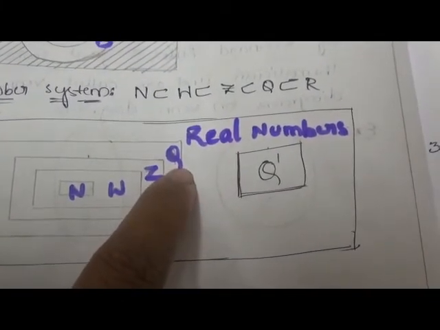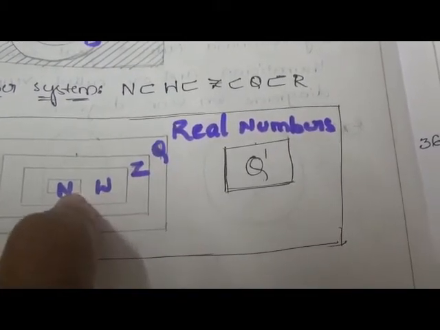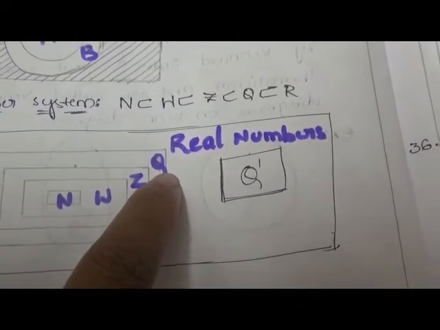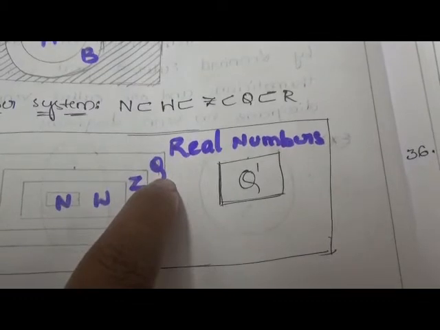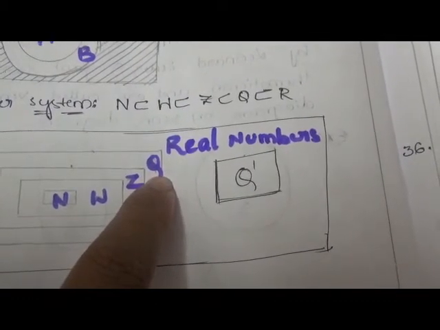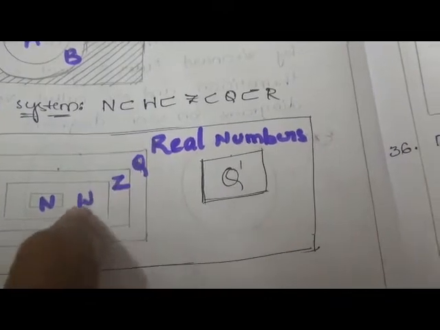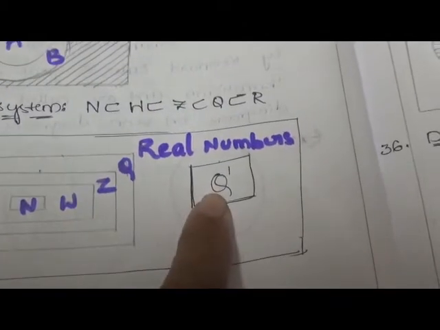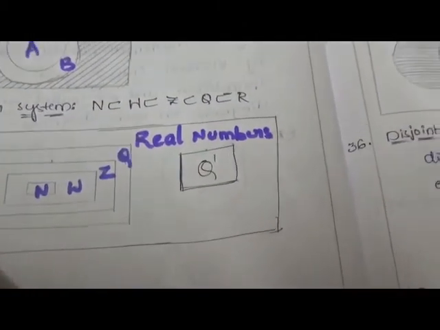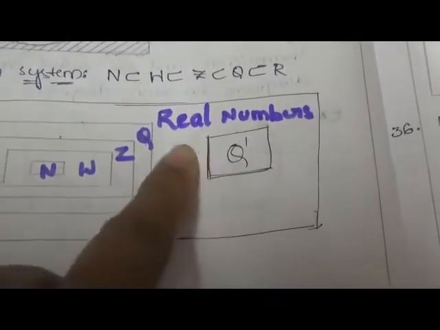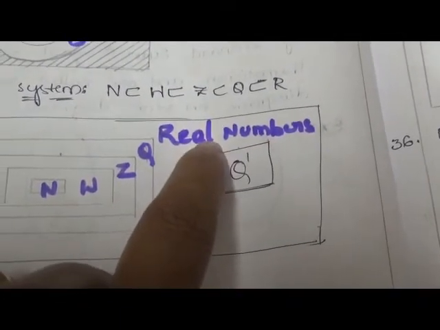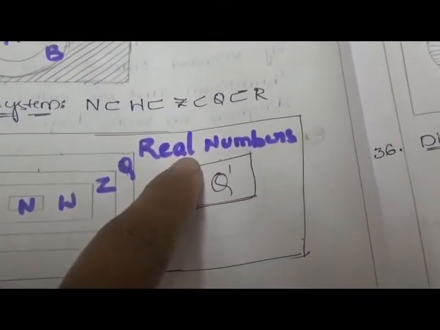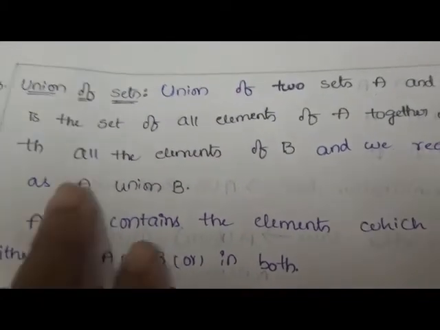The numbers which are in the form of P by Q: we can write natural numbers, whole numbers and integers also in the form of P by Q. Means 1 by 2, 2 by 1, 3 by 1, minus 10 by 2, just like this we can write all the numbers in P by Q form. That is rational numbers. Irrational numbers are different. So all the sets are subsets of the universal set, that is real numbers. For all kinds of numbers, what is the universal set? That is real numbers. Our next topic is union of sets.